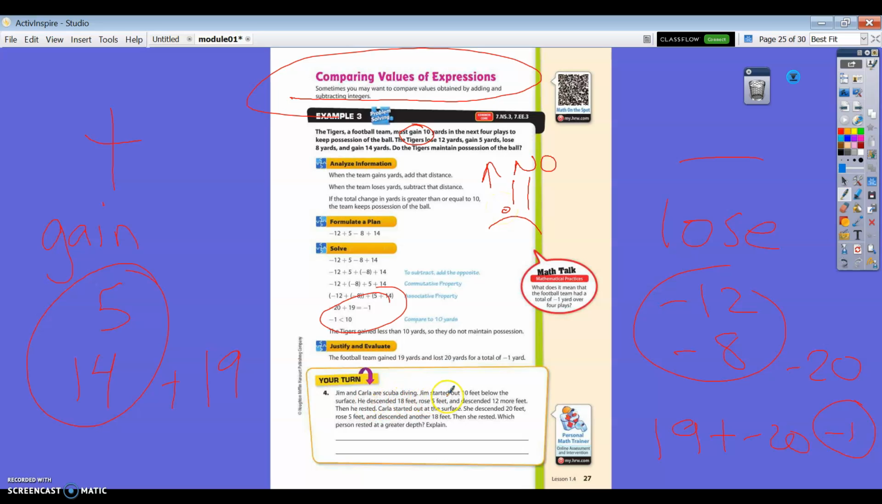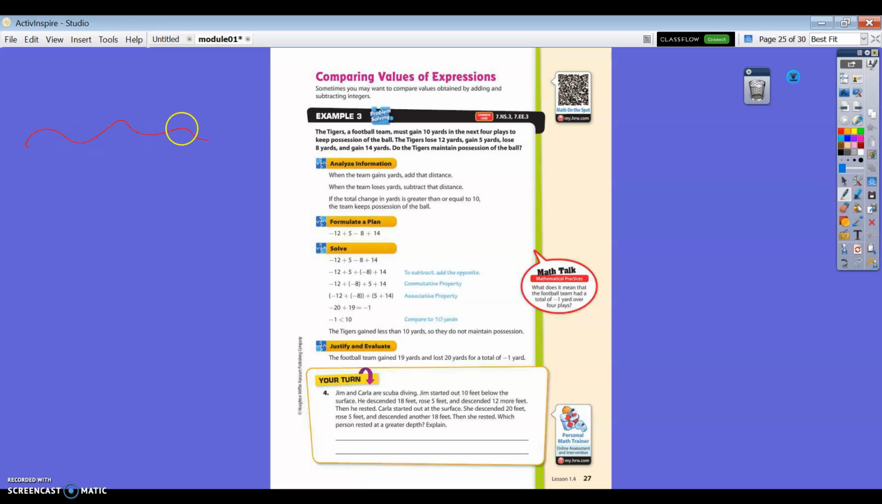Jim and Carla are scuba diving. Scuba diving is underwater. Here's a nice picture. There's the waves. There's Jim and Carla. And hair's going in the water. Okay, Jim started out his dive 10 feet below the surface. So Jim is at minus 10. He's actually right here.